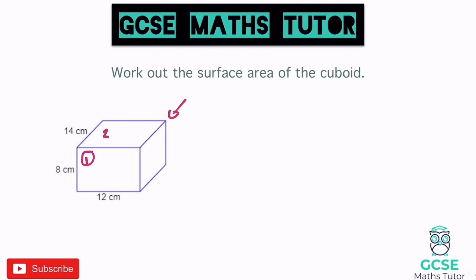We've got the one on the top, number 2, which is the same as the one on the bottom, and we've got this one on the side here, which is the same as this one that we can't see on the side. So if we work out the area of these 3 faces, we can just double our answer to get the ones on the back as well. So I'm going to do this in steps.